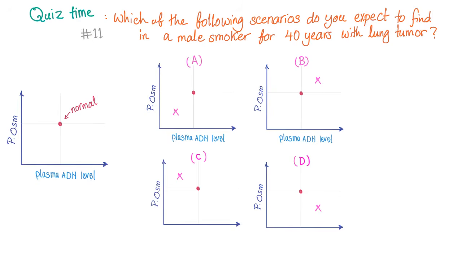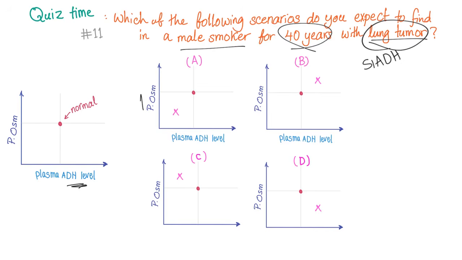Let me answer the question of the previous quiz. Which of the following scenarios do you expect to find in a male smoker for 40 years with a lung tumor? So, you are in your exam and you're thinking, I have a male smoker for 40 years with lung tumor. I bet it's malignant. It's asking me about ADH level and plasma osmolality, so I'm thinking maybe SIADH because it's related to small cell lung cancer. Yes. Does that mean that every smoker with lung cancer is going to have SIADH? No, but on your exam, they will. You have to make generalizations because without generalization, there is no wisdom. These folks are deep. Cool.